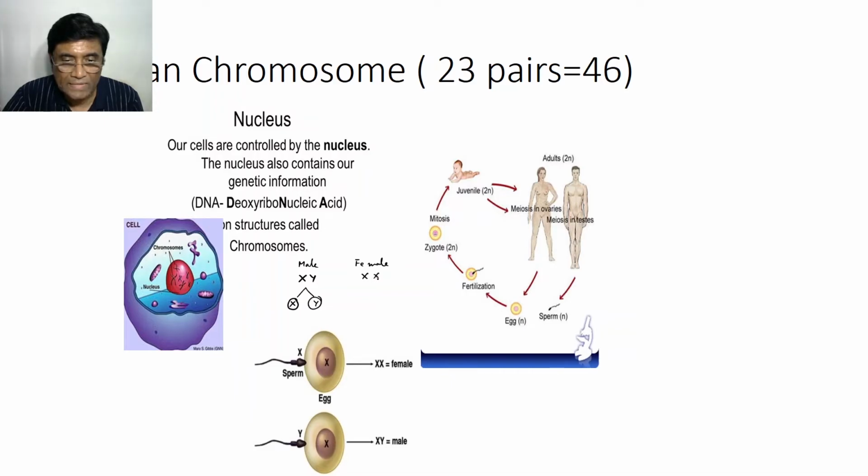They have pure X and X, and then they have eggs, only pure XX. Now you see, when this and this fertilizes, then you get a baby boy, and if this and this fertilizes, then you get a baby girl. So this is the way our male-female, baby boy or girl appears, okay?